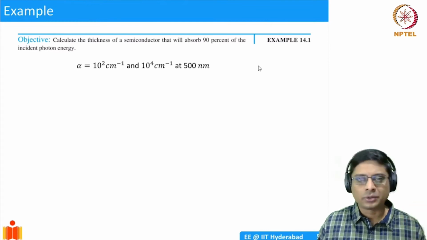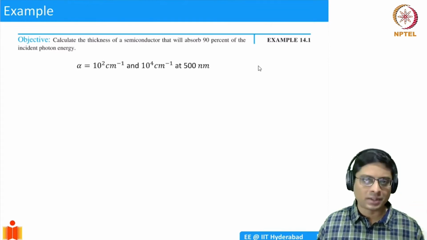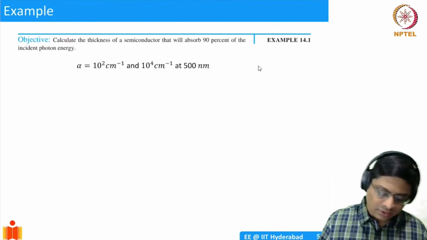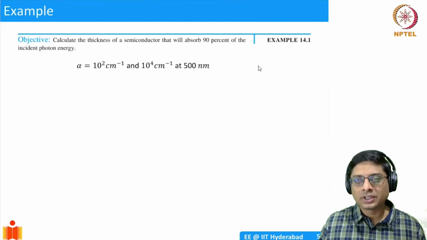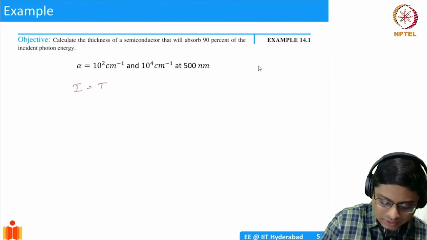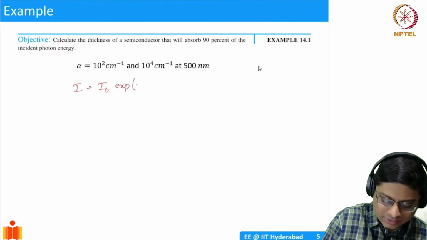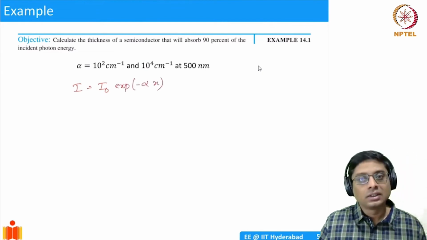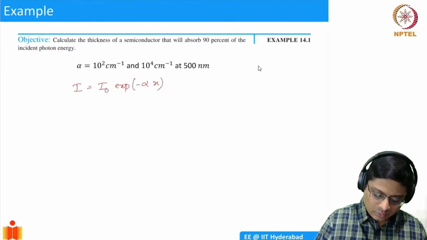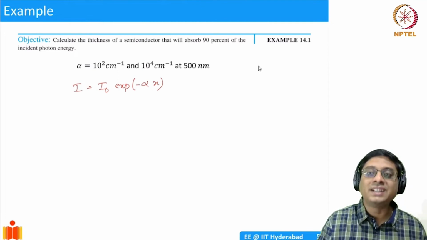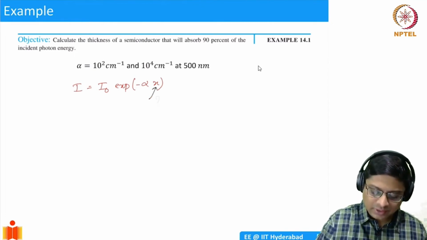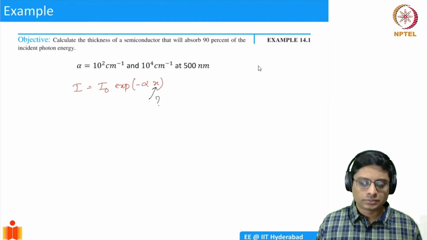Whether you talk of incident photon energy or incident intensity or number of photons, all of them are equivalent. Okay. So when will it absorb 90% of the photon energy? Well, we know that the law is basically I equals I naught exponential minus alpha x, right? So if let's say the initial photon energy is 1, it has to lose 90% of the energy, right? What is the thickness? We want to find this thickness, right?